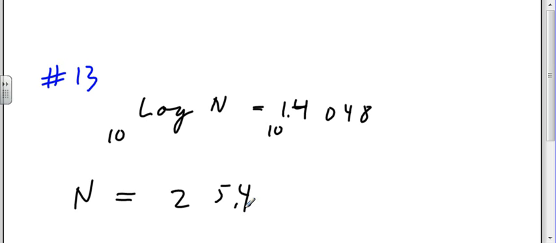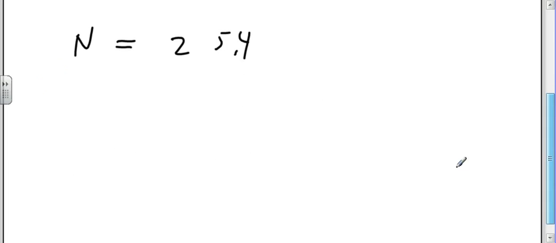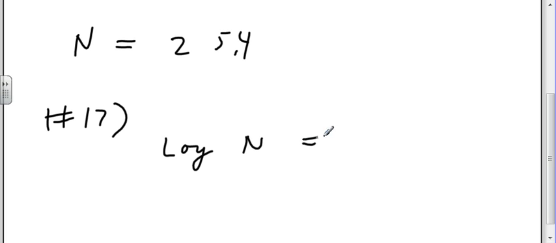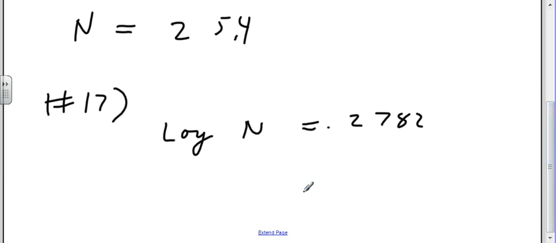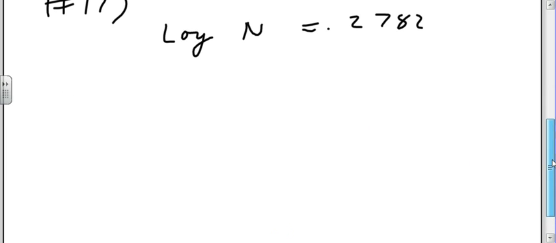All right, we'll move on to 17. The log of n is 0.2782, and we're hoping that when we get done, we have some number. All right, so I'm going to raise both of those to the 10th power, and put n is equal to 10 raised to the 0.2782, and we only want 3 significant digits, 1.90.